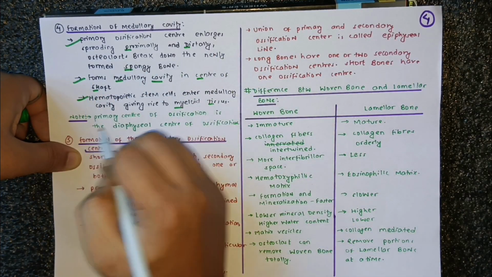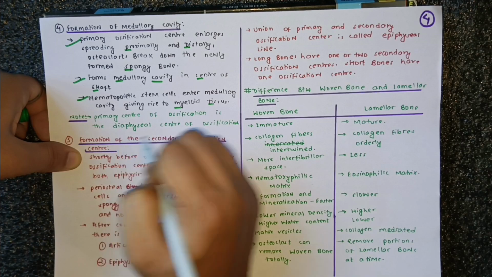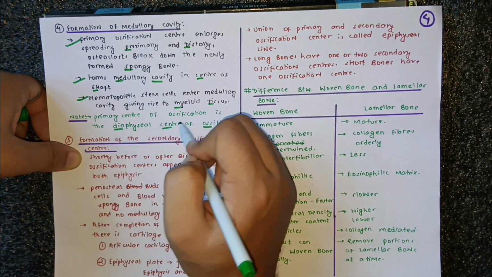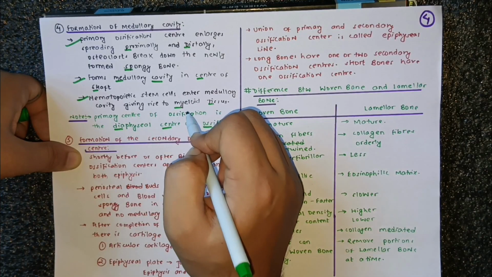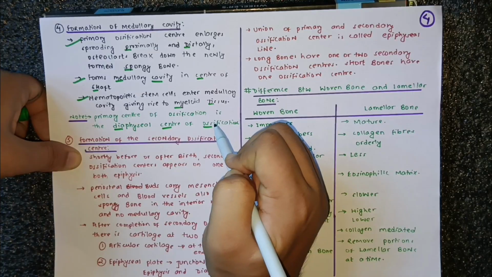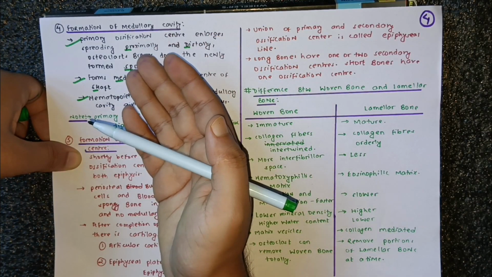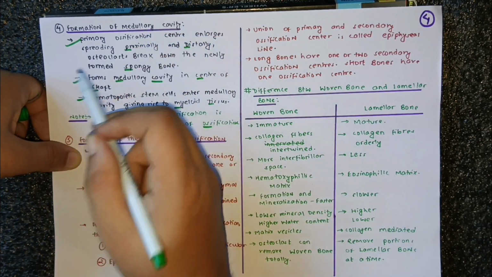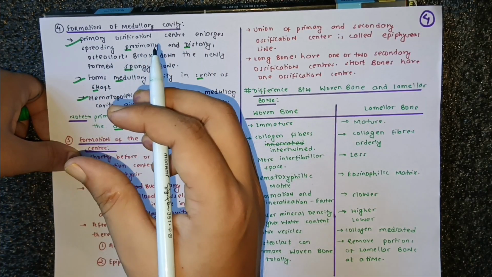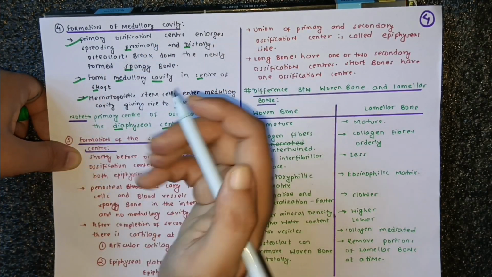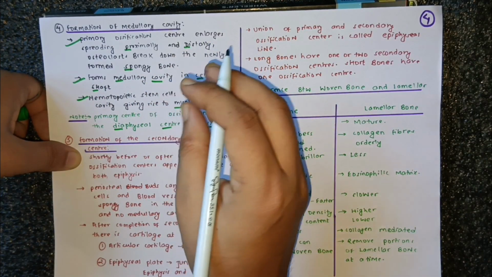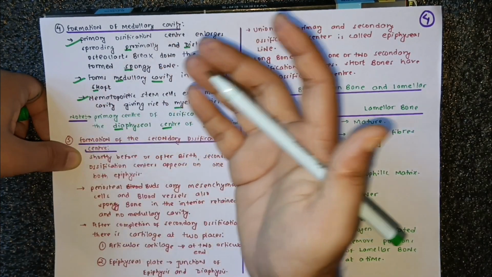After that, the primary center of ossification is also called the diaphyseal center of ossification. This is another name for the primary center of ossification, since it is present in the diaphysis. So the medullary cavity is formed due to osteoclasts, which resorb the spongy bone and form the medullary cavity in the center, and the hematopoietic stem cells enter the medullary cavity and give rise to myeloid tissue.